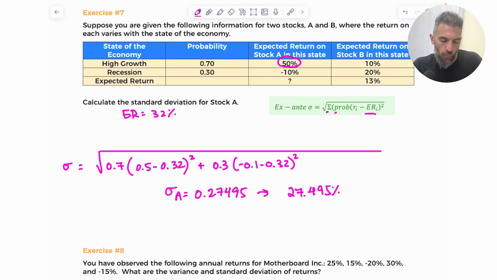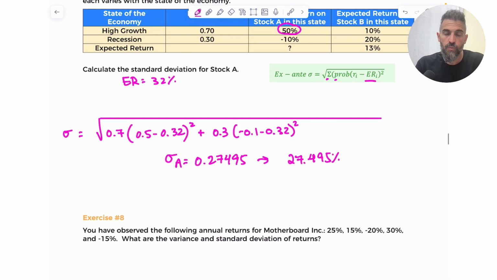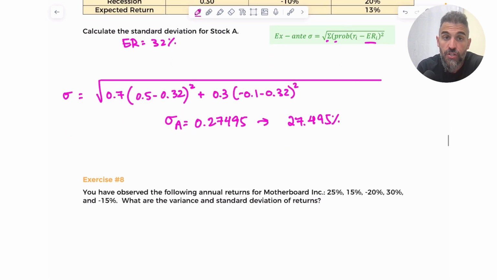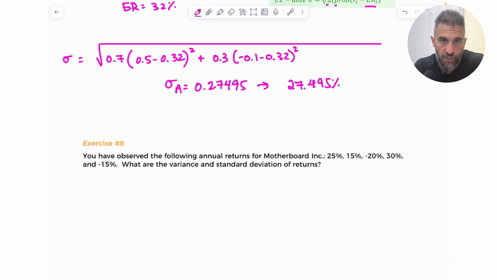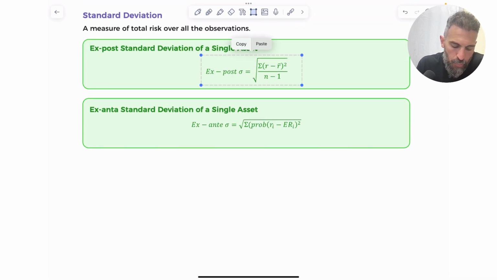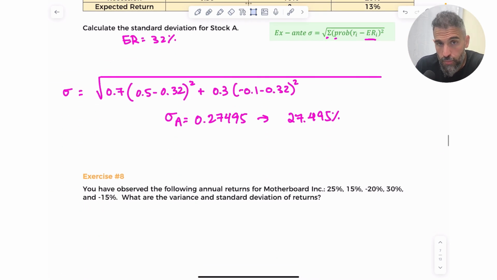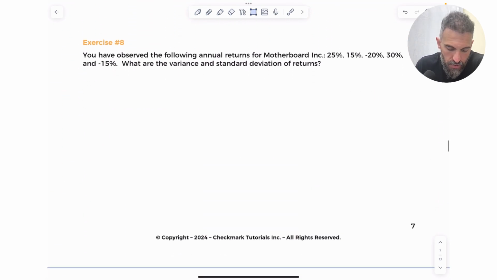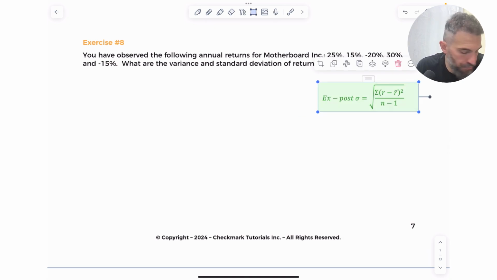Okay. Now, what if the returns had already happened? So now we'll look at ex post standard deviation. This is a traditional standard deviation, the same that you would have done in your stats class. The formula we're going to use is this one. It's kind of impossible to mix them up. If you're wondering how to know which one to use, well, in one of them you have probabilities and in the other one you do not. So it's kind of hard to mix them up.